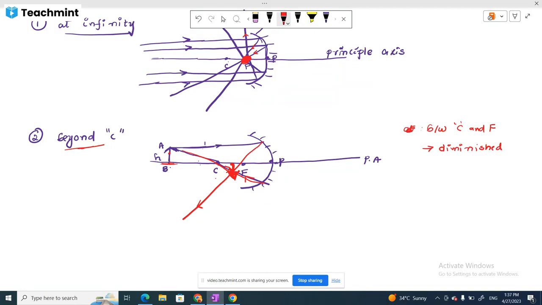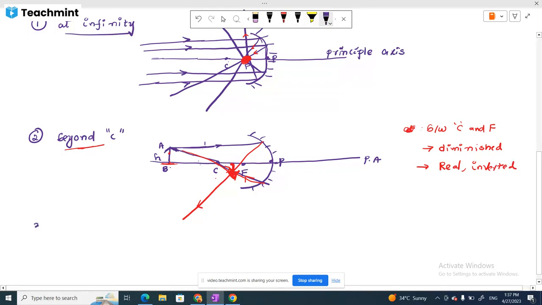Go for the next. What is the nature? The nature is a real image, because all reflected rays really meet. It is also an inverted image, because the orientation of the image is opposite to the orientation of the object. That's why it is inverted. So, a real and inverted image.